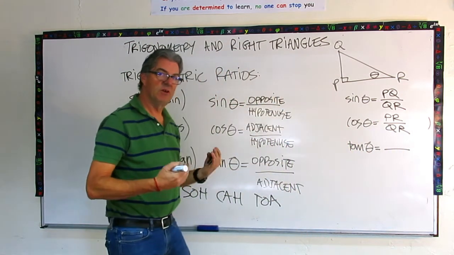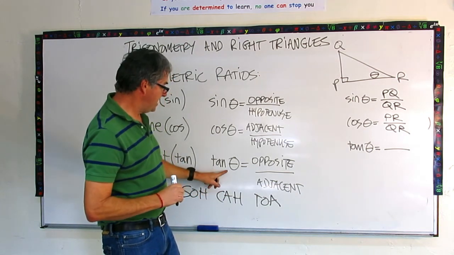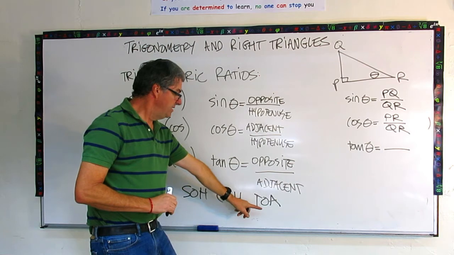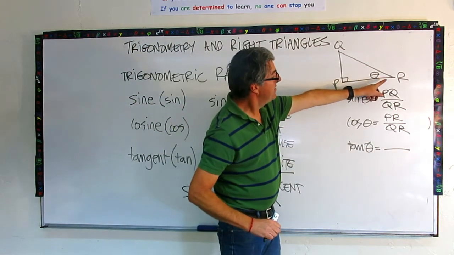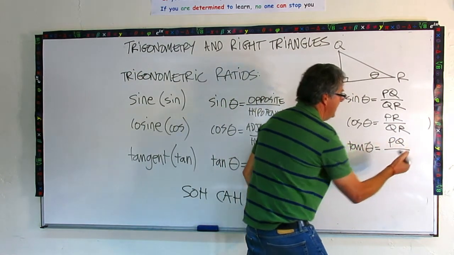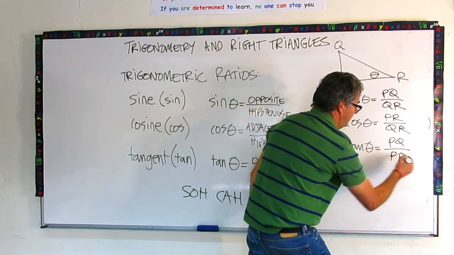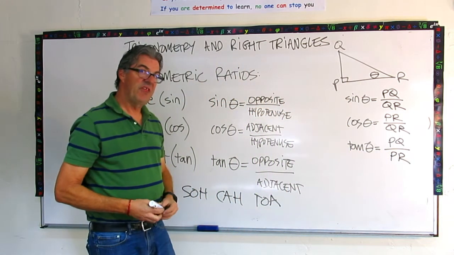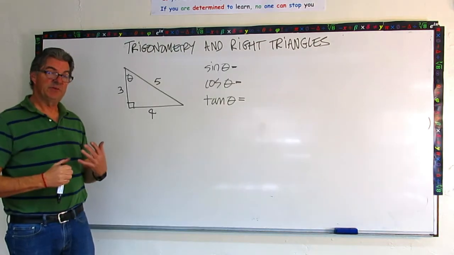How about tangent? Go ahead and pause the video and try that. Okay, let's see how you did. Tangent, TOA. Tangent is opposite over adjacent. So again, from theta, the opposite is PQ, and then the adjacent is PR. Okay? So that's how those ratios get put together. So let's do some problems.